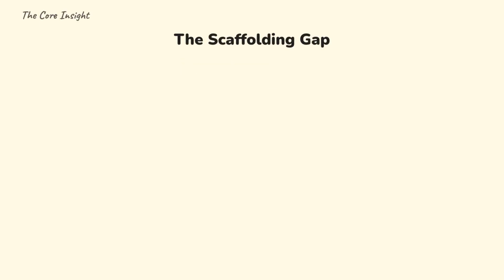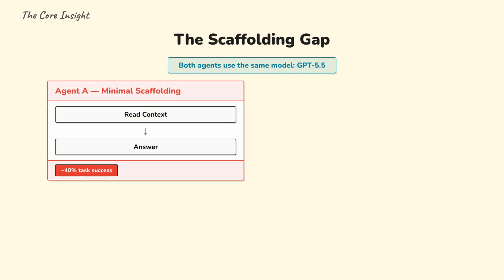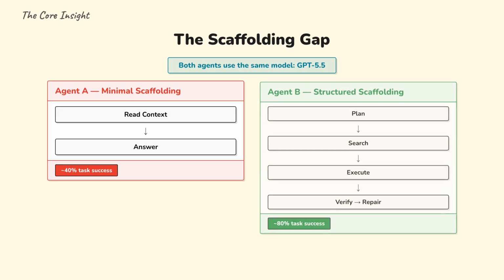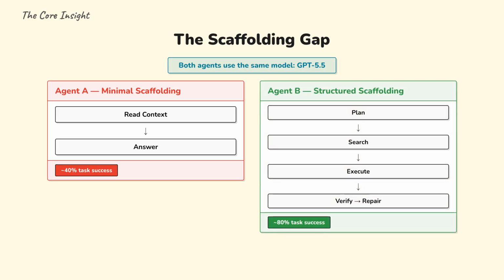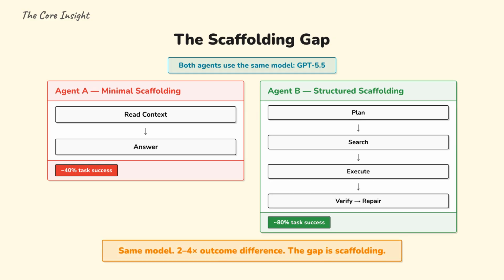Here is the insight that motivates everything else. Take two AI agents with identical foundation models, GPT 5.5. Configure one with minimal scaffolding. Read context, generate answer, done. Configure the other with a structured workflow. Decompose the goal, search for context, plan, execute step by step, verify the output, repair on failure. The second agent doesn't do slightly better. On complex tasks, it outperforms the first by 2 to 4 times. Same model, completely different outcome. The capability gap lives in the scaffolding, not the weights.